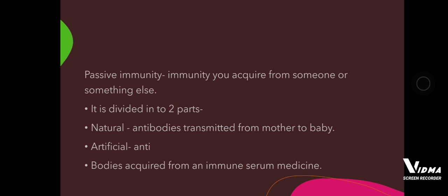Then artificial. Here I have written it is antibodies acquired from an immune serum or medicine, meaning antibodies which we will get through other medicines. Like anti-malarials or antibiotics. Antibiotics we are taking, so the antibiotic will kill this specific microorganism and it will build the immunity. So that is coming under artificial immunity.